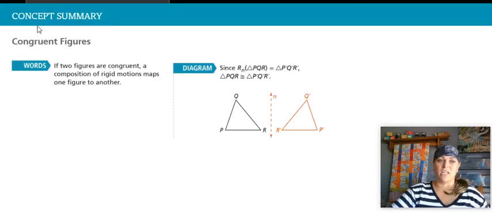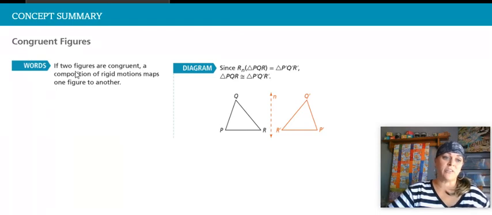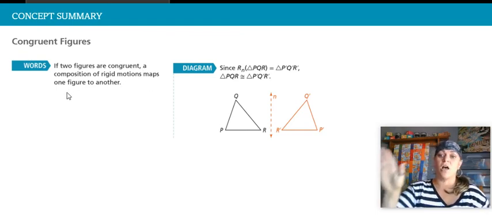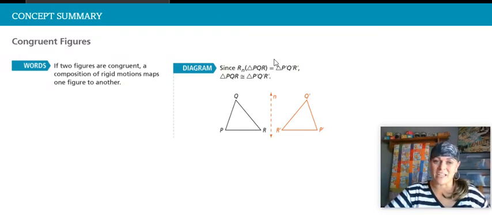Here's the overall message. The concept summary. If 2 figures are congruent, the composition of rigid motions maps one figure, the pre-image, onto the other, the image. So if I look here, here is the notation. They are congruent because the reflection of the original gets mapped onto the new. So since there is a rigid motion, these will be congruent.